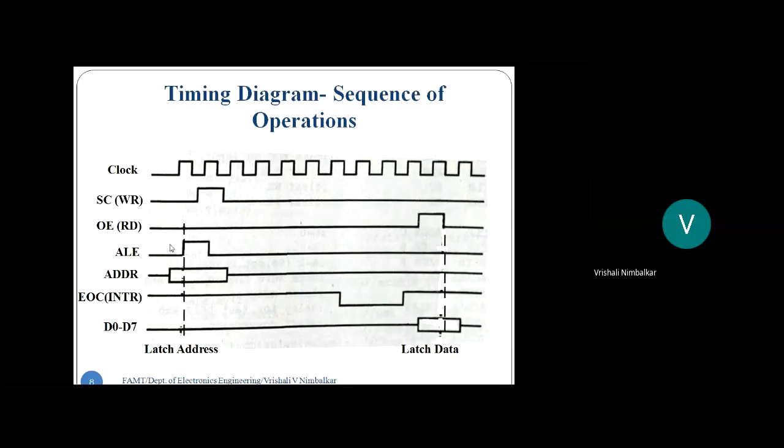Then we will activate ALE, wait for certain time, and activate SOC. After activating SOC, we will disable ALE, then we will disable SOC. Keep on checking end of conversion, falling edge as well as rising edge. On the arrival of the rising edge, we will enable OE. We will read the data and then we will disable OE. Okay, so let us go to the program directly.